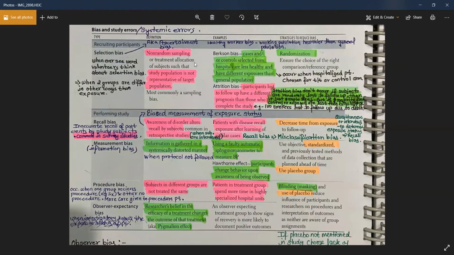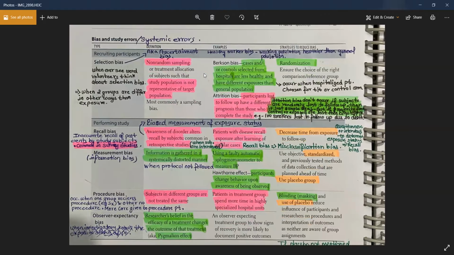Okay, then comes the systemic errors or the bias and the other study errors. One is the bias which is going to happen while you're recruiting the participants. And the first thing is the selection bias. Selection bias occurs when the participants that you have selected do not represent the targeted population.